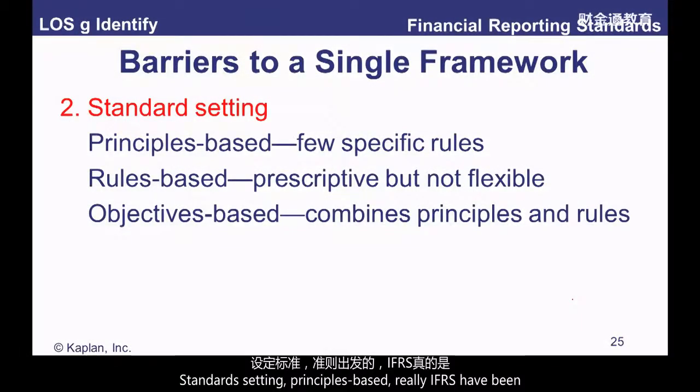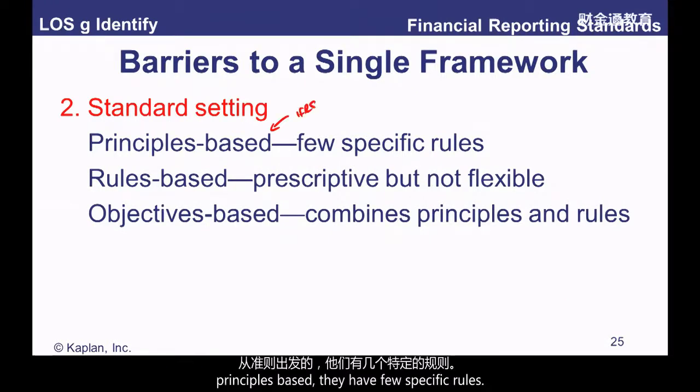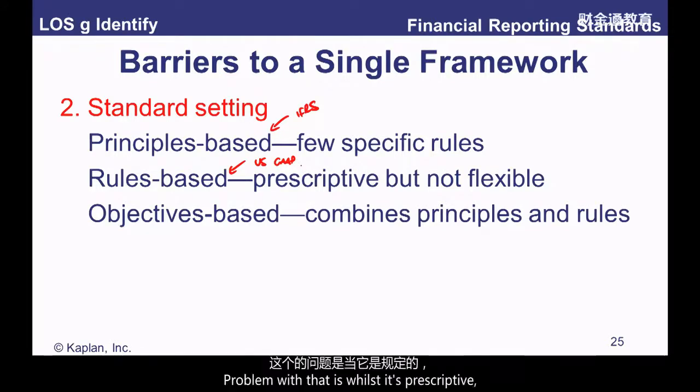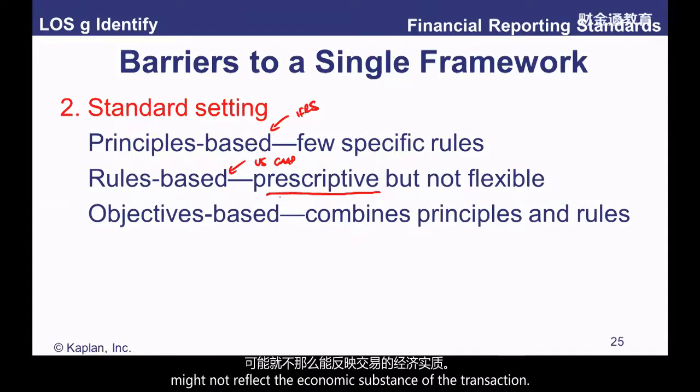Standard setting now, principles-based. This is really our IFRS, our International Financial Reporting Standards, which have been principles-based. In other words, they have few specific rules. What they have is that framework that we've discussed, and if you apply the framework to transactions, you should come up with the correct treatment to report economic substance. Now, US GAAP used to be more rules-based. In other words, there were certain rules that you would apply. Now, the problem with that is, whilst it's prescriptive, it's not very flexible. So you end up applying rules, and that might not reflect the economic substance of the transaction.